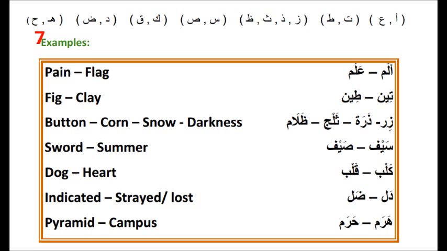The first word means pyramid and the second means campus. Okay, so I'm gonna read the words one more time, starting from the right to the left. Alam, alam.